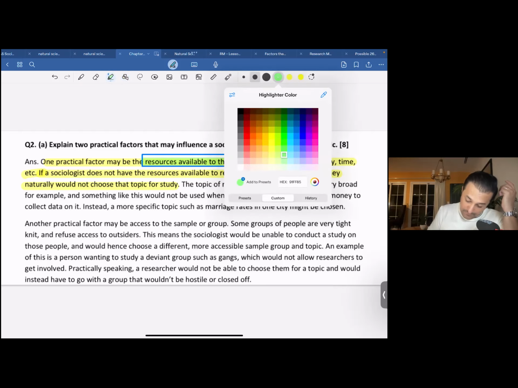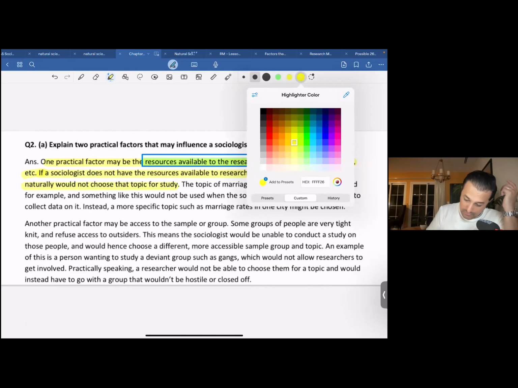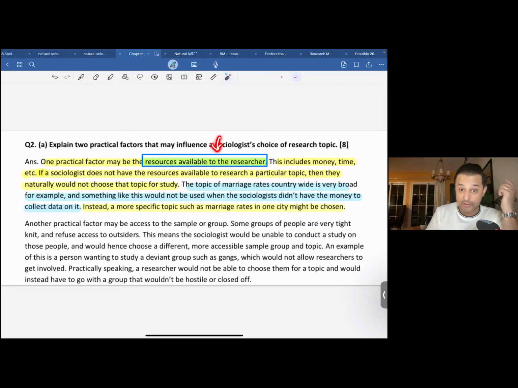Now, the topic of marriage rates countrywide is very broad, for example, and something like this would not be used when the sociologist didn't have the money to collect data on it. Instead, a more specific topic such as marriage rates in one city might be chosen. So of course the resources that are available for you matters, right?